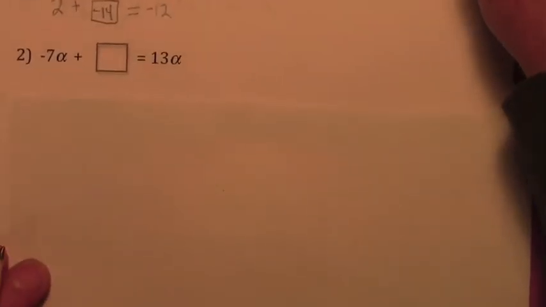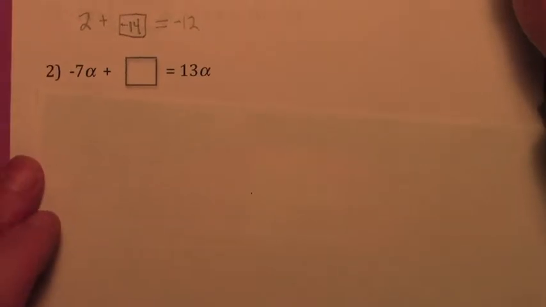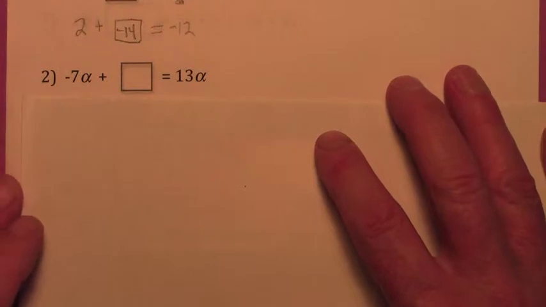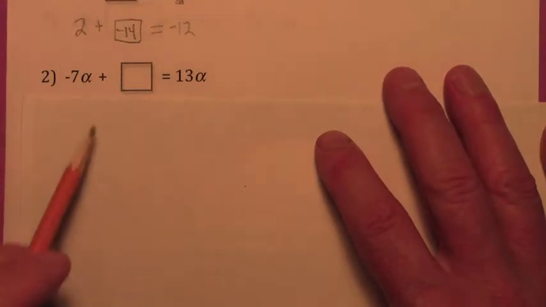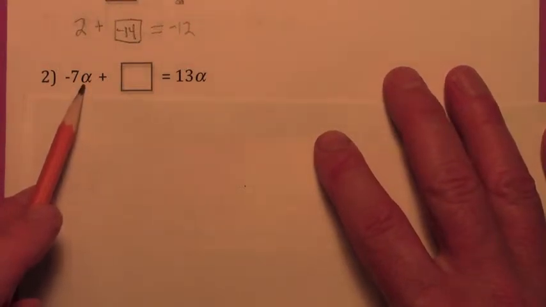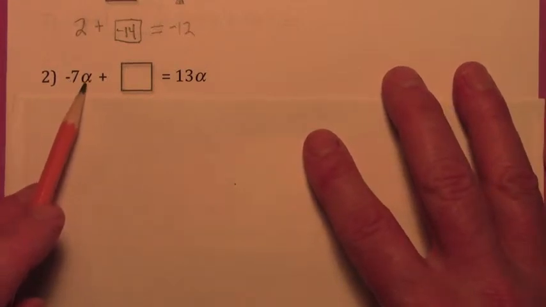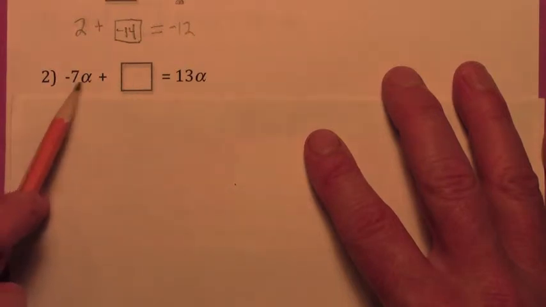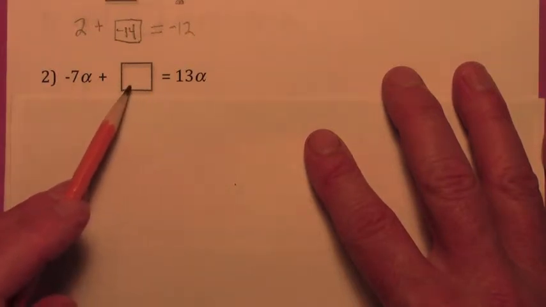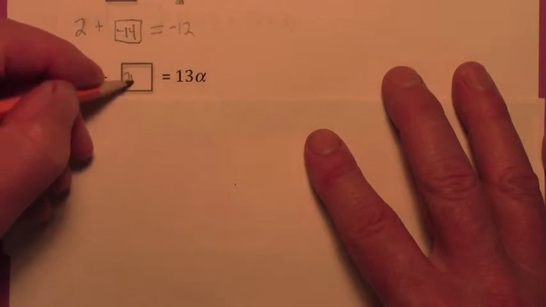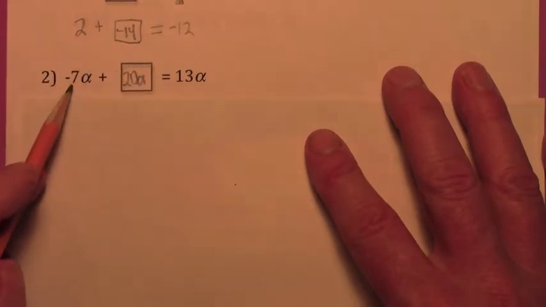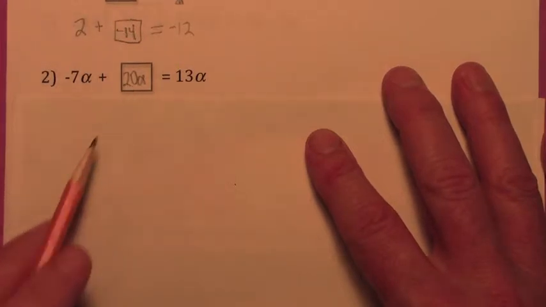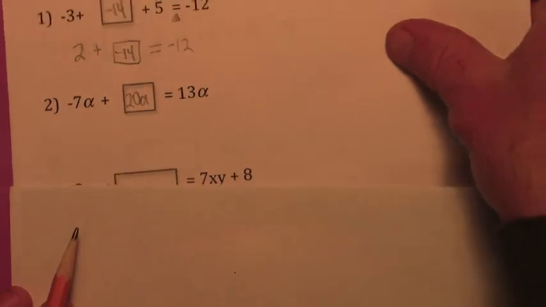Negative 7 alpha. Let's see. Negative 7 alpha plus something equals 13 alpha. Think of alpha as A. Basically, it's a Greek A. Anyway, negative 7 alpha plus what equals 13 alpha? Well, it's kind of like what do you add to negative 7 to get 13? You have to add 20 alphas, right? 20A. Because it takes 7 alpha just to get back to 0, and then another 13 to get to 13. So total 20.